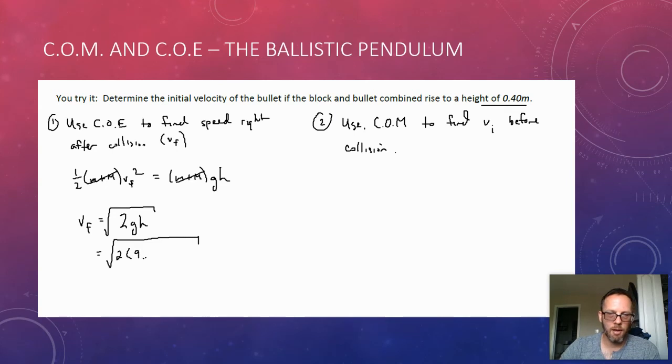Let's calculate this. 2 times 9.8, and we said the height is 40 centimeters, or 0.4. So it's 19.6 times 0.4, and we root it. It comes out a bit faster, at 2.8 meters per second. Now, we've already done the setup. Initially, the bullet is traveling with its mass and some initial speed, and the big block is not moving, so it has 0 momentum. Afterwards, the combined mass has a speed of v_f.